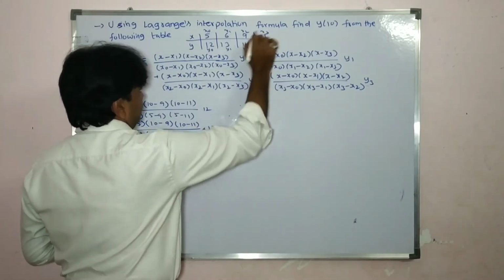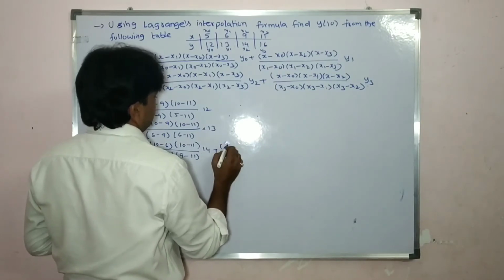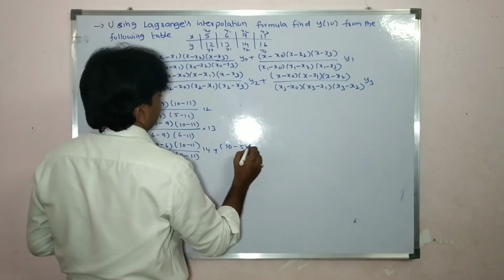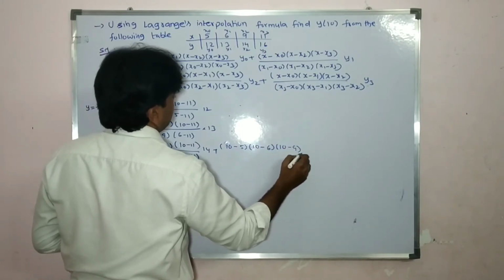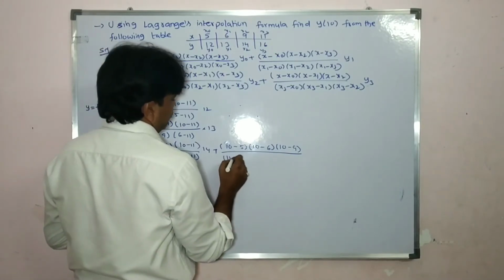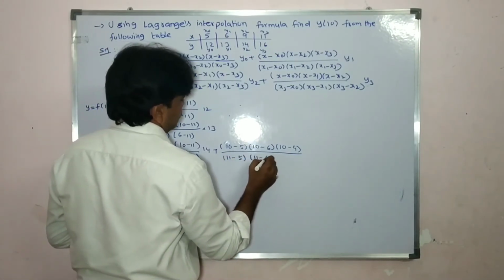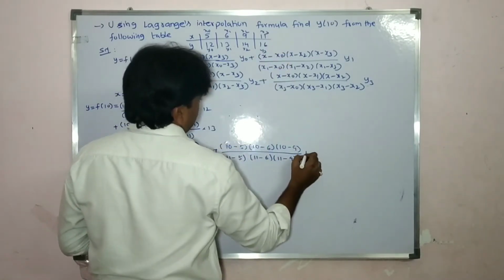this time skip 11. So what is the x value? 10. (10 minus 5) into (10 minus 6) into (10 minus 9) divided by, write 11, students: (11 minus 5)(11 minus 6)(11 minus 9) into y3 value 16.